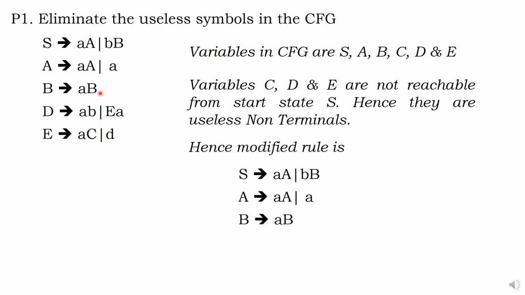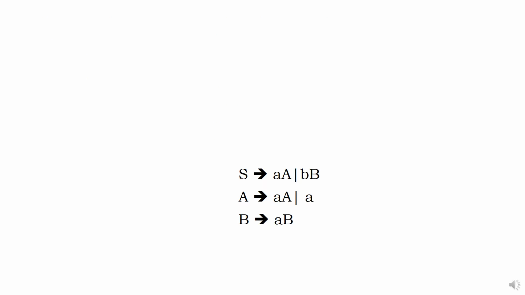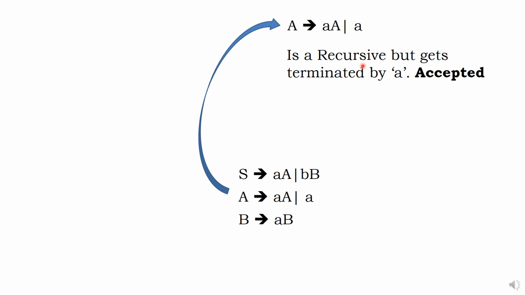After eliminating, the resultant grammar is here. Now, again, useless symbol, two categories I told. One is not reachable. The other one is not terminating. Look at this particular group. Is AA terminating? Yes. A gives AA plus A. Yes, it is terminating. Now, it is recursive but gets terminated by A. This keeps on going into infinity, but it is terminating by A.